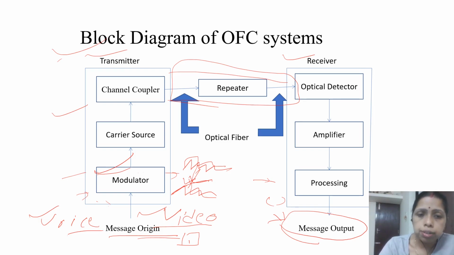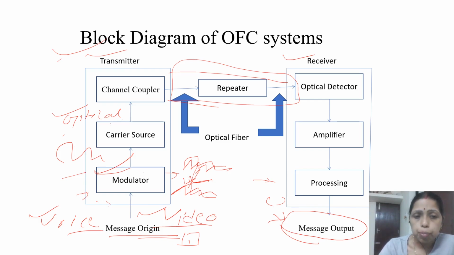Now these are electrical signals only, from the modulated electrical signal. This signal should be converted into an optical signal. As you are using the optical fiber, you need to convert the electrical signal into an optical signal through some carrier sources. LEDs and lasers are the carrier sources.